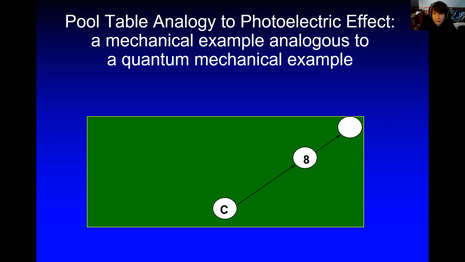Inelastic. Which one? Is it inelastic? Good, that's totally inelastic. What happened here? The cue ball transferred 100% of its energy to the 8-ball, and the cue ball just stopped dead right here. It's not moving anymore. That is a totally inelastic collision. And this is a mechanical example that is very analogous to our quantum mechanical example that we looked at in that diagram of the photoelectric effect.